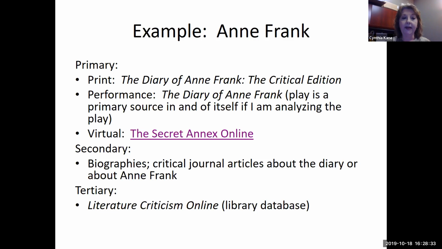Tertiary source of information: our library has a database called Literature Criticism Online. I can use Literature Criticism Online as a tertiary source to find these biographies and critical journal articles that have been written about Anne Frank's diary. So you see how this is working. So let's pause for a second, and I'm going to share another screen with you.